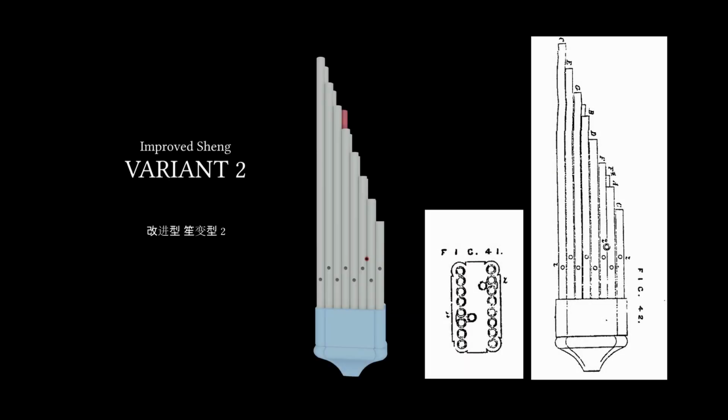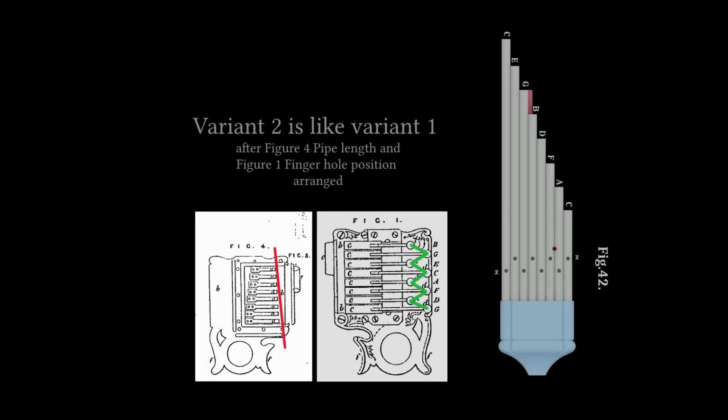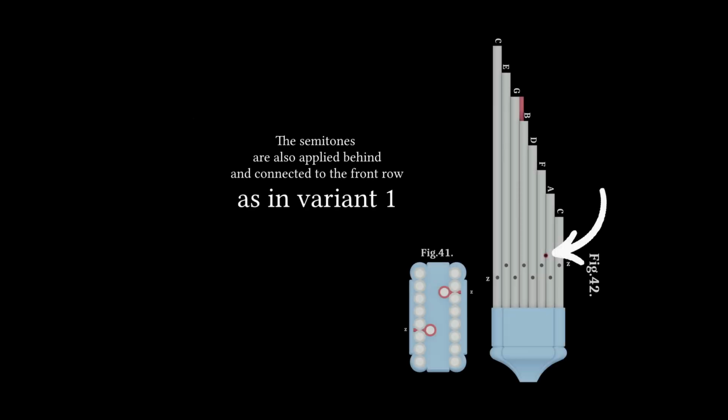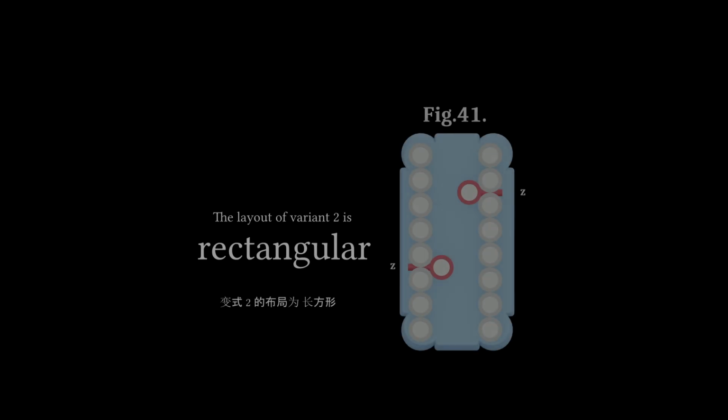Improved Sheng, Variant 2. Variant 2 is like Variant 1. The semitones are also applied behind and connected to the front row, as in Variant 1. The layout of Variant 2 is rectangular.